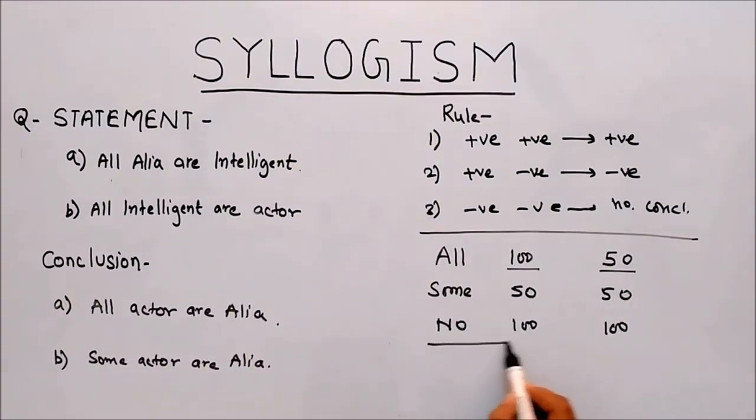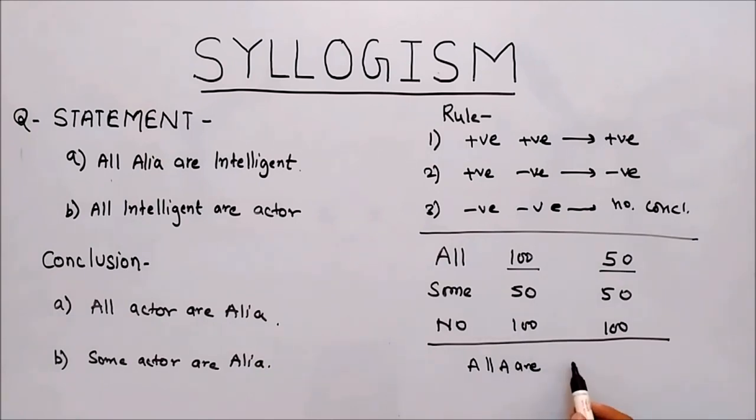Rule number three: when a conclusion consists of two statements, then there should be a common word, and that word should be valued 100. For example, in these two statements, B is common in both statements and the value of B must be 100.